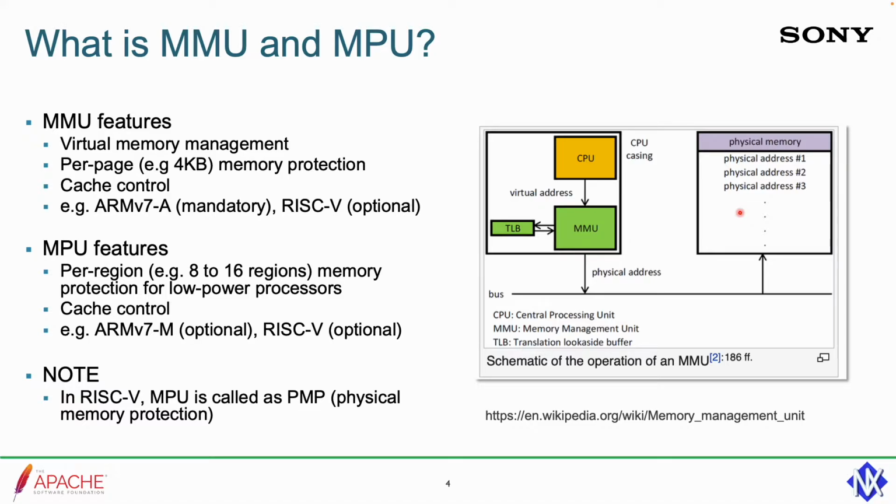On the other hand, MPU means a memory protection unit for low power processors such as Cortex-M. It does not support virtual address translation, and it supports region-based memory protection only. And also please note that RISC-V MPU is called as PMP, physical memory protection. The feature is almost same as ARM MPU.